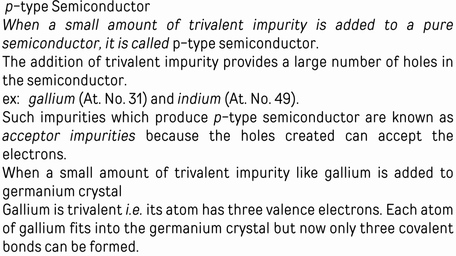When a small amount of trivalent impurity like gallium is added to a germanium crystal, gallium being trivalent, that is, its atom has 3 valence electrons, each atom of gallium fits into the germanium crystal, but now only 3 covalent bonds can be formed.